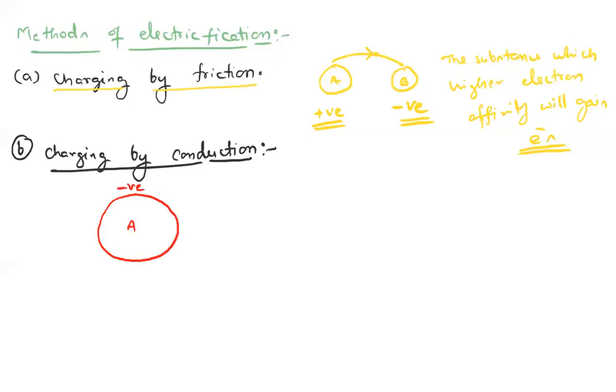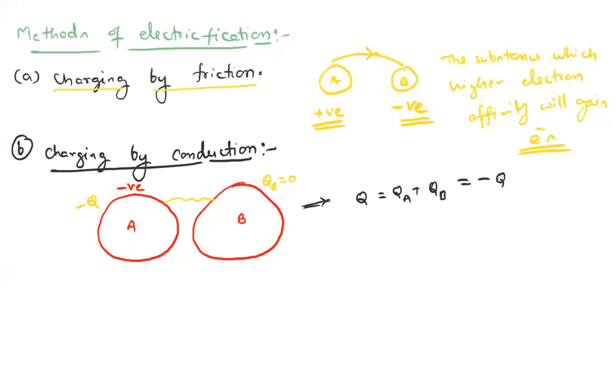Suppose A is a negatively charged body and an identical body B of the same dimensions is there. A and B are connected together with a conducting wire. If A and B are connected together for some time, what happens? The redistribution of charges takes place across A and B. Initially the charge of A is minus Q, and for B the charge is zero. Therefore the total charge is QA plus QB, which is minus Q.